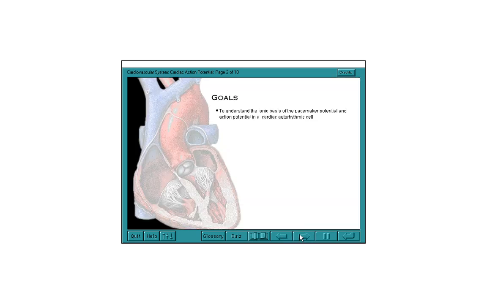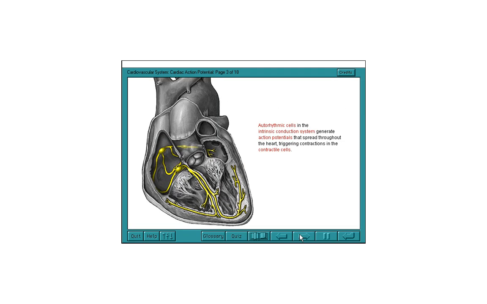Your goals for learning. Cardiac autorhythmic cells in the intrinsic conduction system generate action potentials that spread in waves to all the cardiac contractile cells. This action causes a coordinated heart contraction. Of all the cells in the body, only heart cells are able to contract on their own without stimulation from the nervous system.